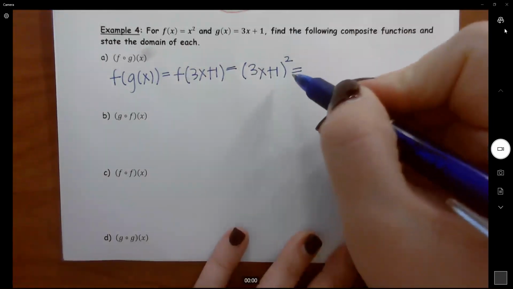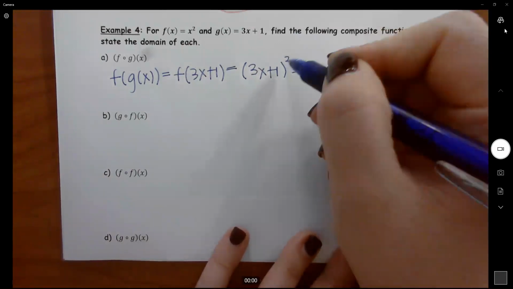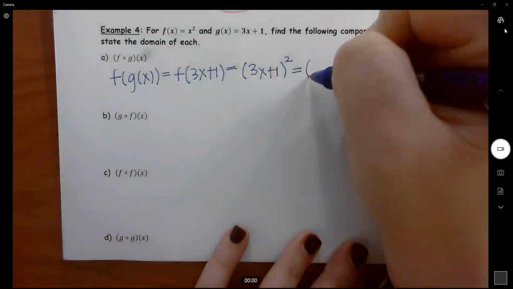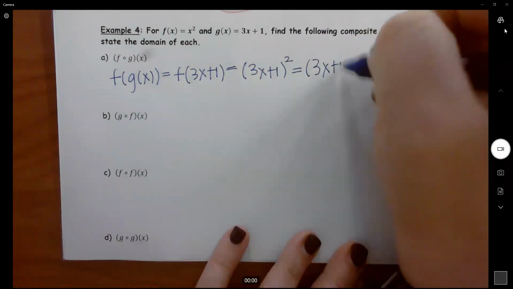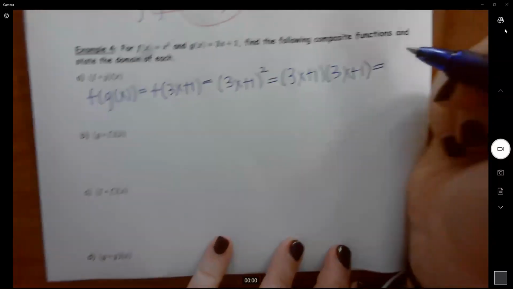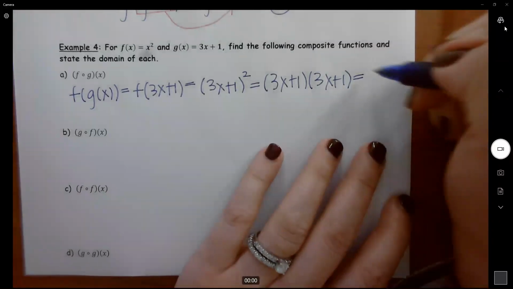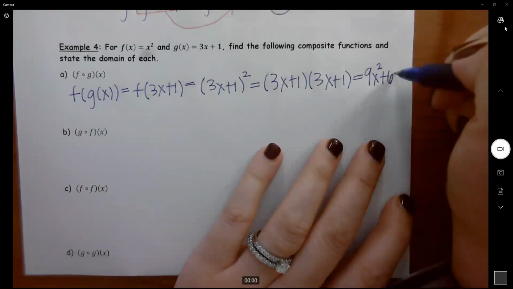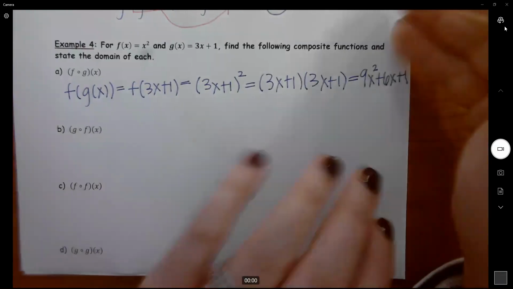We make common mistakes here, and for lack of better words, we distribute that square to both terms. You cannot do this. If I expand this out, this is 3x plus 1 times 3x plus 1. When you FOIL, you will get 9x squared plus 6x plus 1.